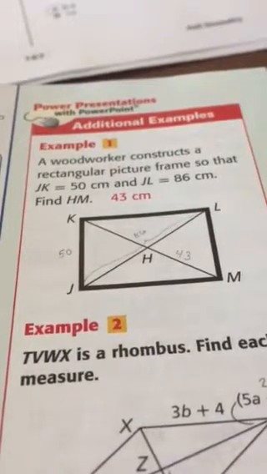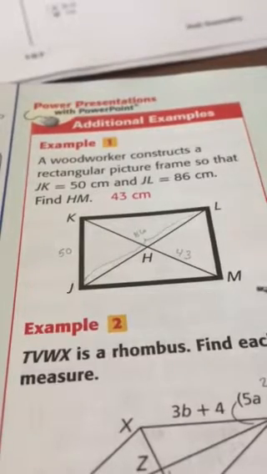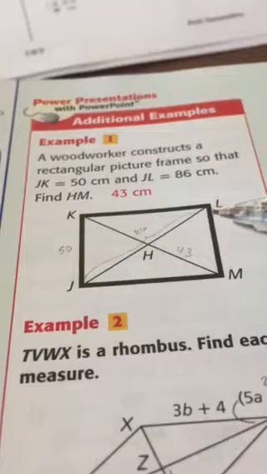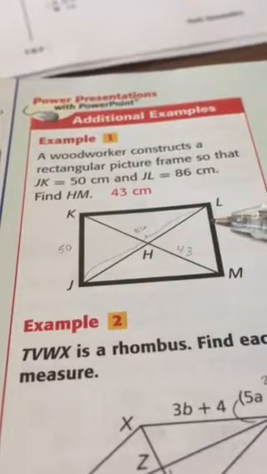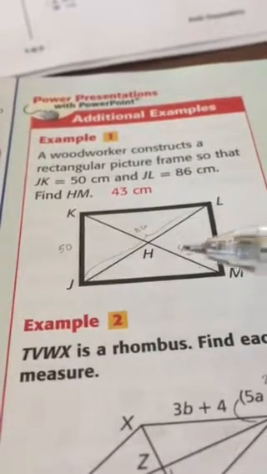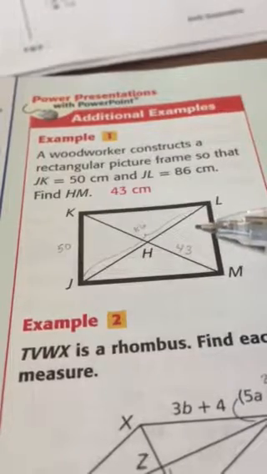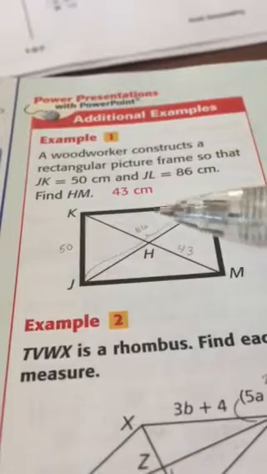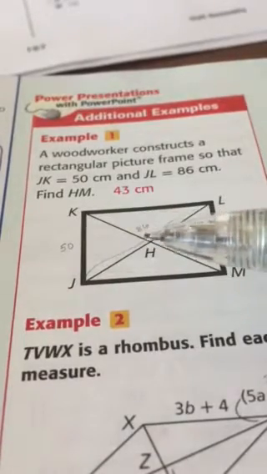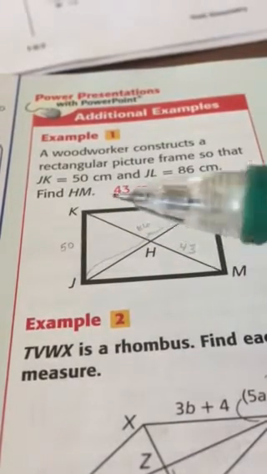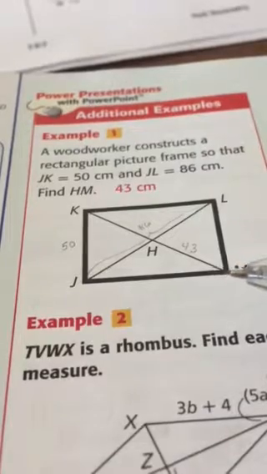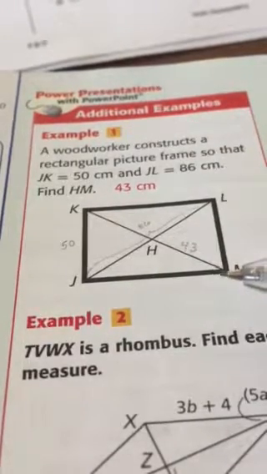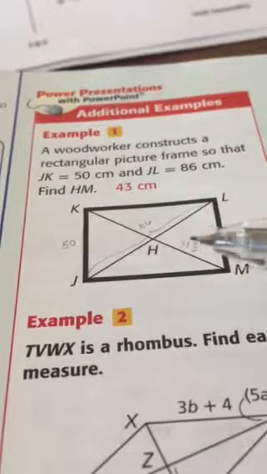We know that rectangles always have 90-degree angles, and we know that rectangles have diagonals that are congruent. We also know that rectangles are a parallelogram, so don't forget to remind yourself about all the things that you know. So if JL is 86 centimeters, then we know that KM is also going to be 86 centimeters, which means HM is going to be half of 86, which is 43.